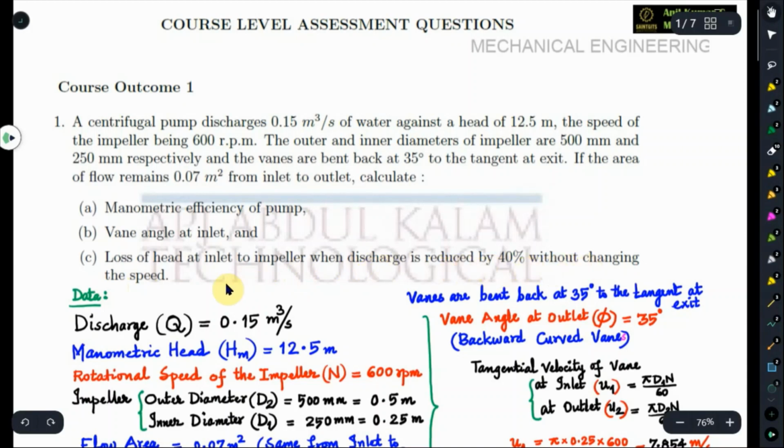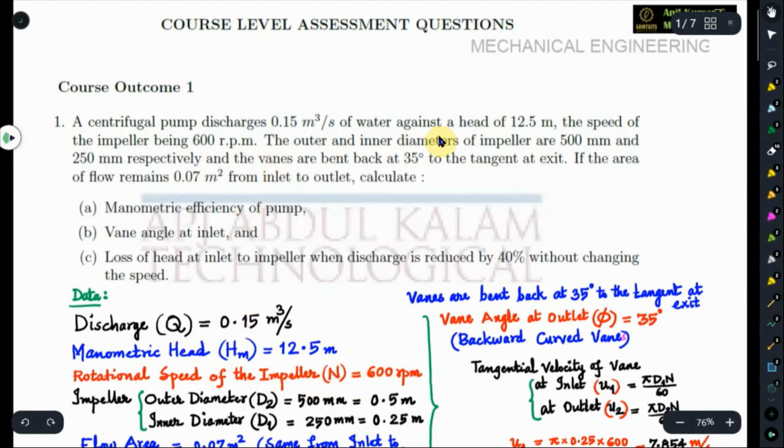changing the speed. Here the discharge of the pump is given 0.15 meter cube per second, and it works against a head of 12.5 meters. That means the manometric head Hm is equal to 12.5 meters. The discharge is denoted by Q. The speed of the impeller is 600 rpm. It is denoted by capital letter N, the rotational speed of the impeller, that is equal to 600 rpm.